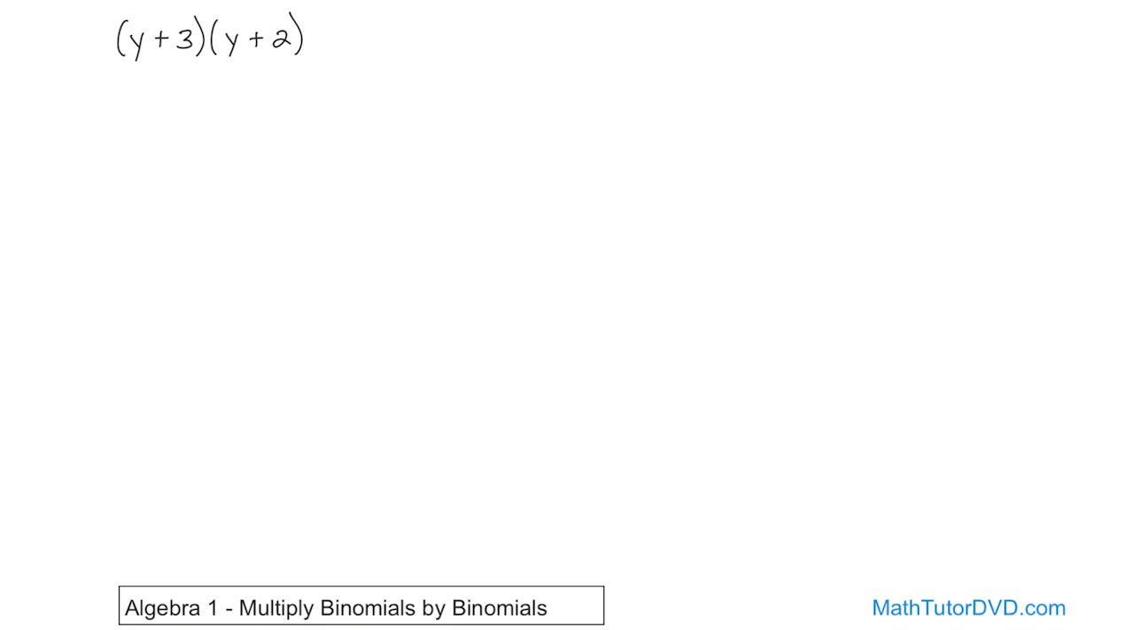Now, pretend for a second that the 3 was not there at all. Just put your finger over the 3. All you have out here is a y, and inside here, y plus 2. How do you do that problem? Again, pretend the 3 is not there at all. You would take the y, multiply by y, and you would take the y, multiply by 2, distributing it in, and they would be added together because of the plus sign.